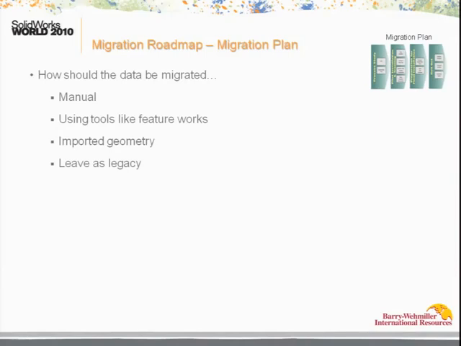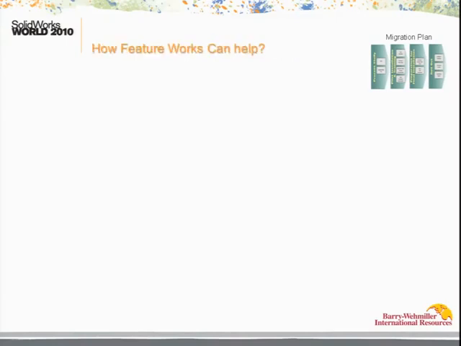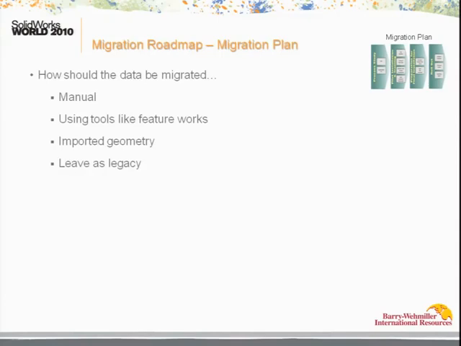How the data should be migrated: whether it should be manual, do we give it to someone, or do we do it in-house so that someone actually remodels based on the drawings or based on the 3D models which we provide? Or should we use tools like FeatureWorks? Should we leave it as imported geometry, leave it as legacy? These are the decisions which have to be made, and we'll talk about all of them a bit more when we talk about a case study.